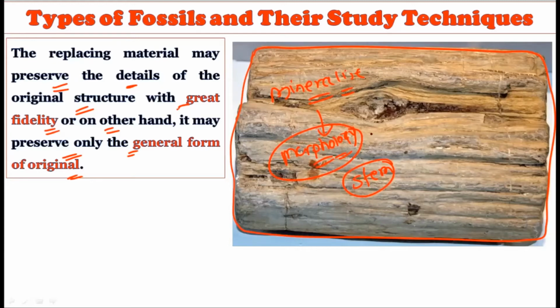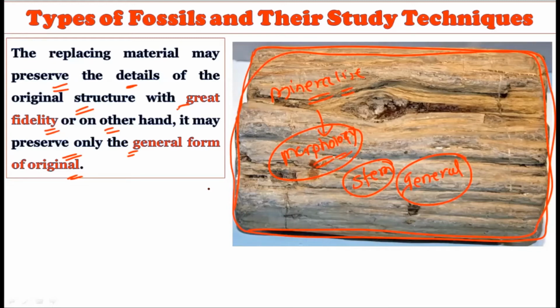If it got more petrified, more mineralized, it will only show the general form of the original structure. In this particular picture, you will see the general form of the original structure, because everything got replaced, but these types of structures actually existed in the past. We know this from the fossil record. From the fossil record, we can conclude that these forms were present in the ancient life on mother earth.